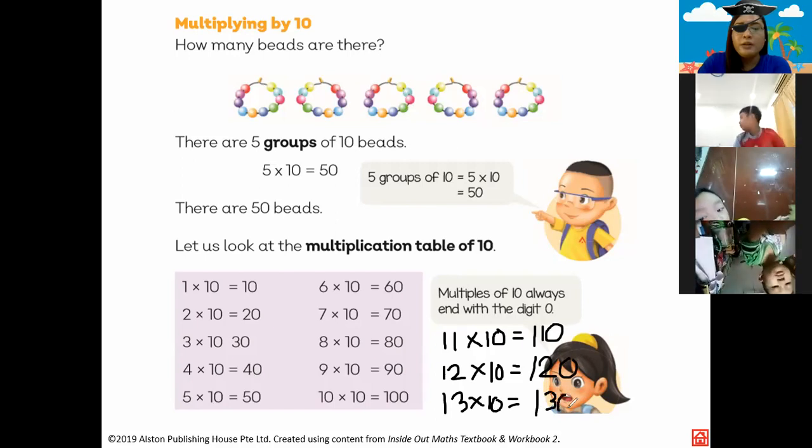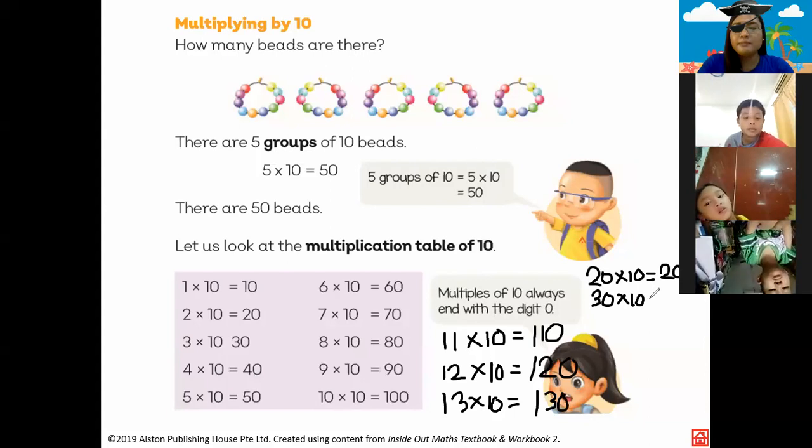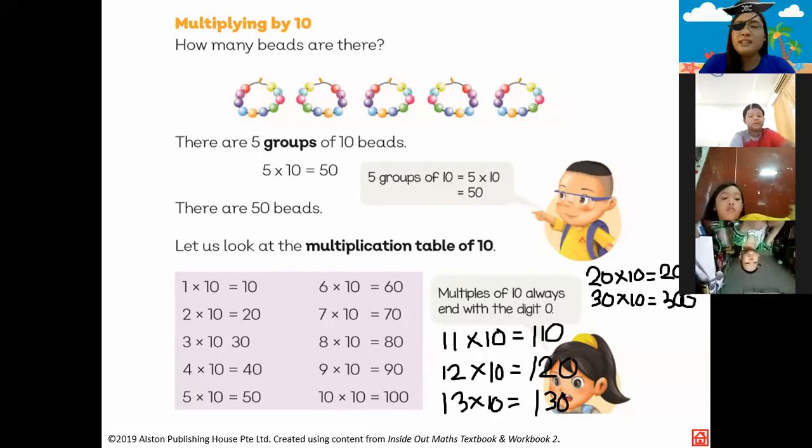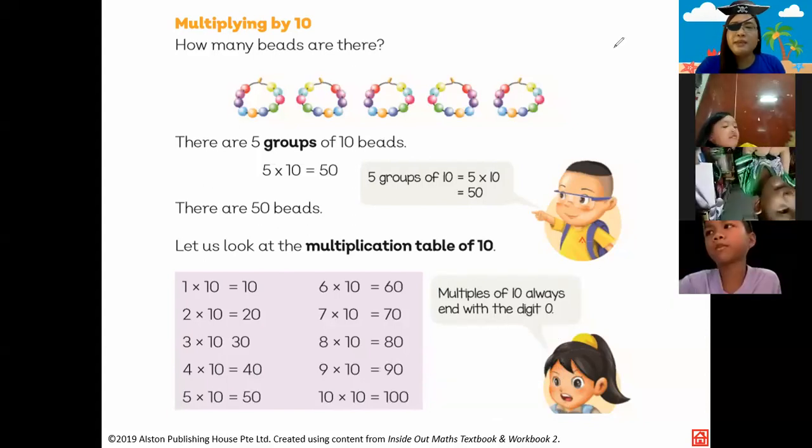130. Very good. What about 20 times 10? 200. Very good. 200. What about 30 times 10? 300. Okay. Do you understand? Yes, I do. Okay, good job, kids.